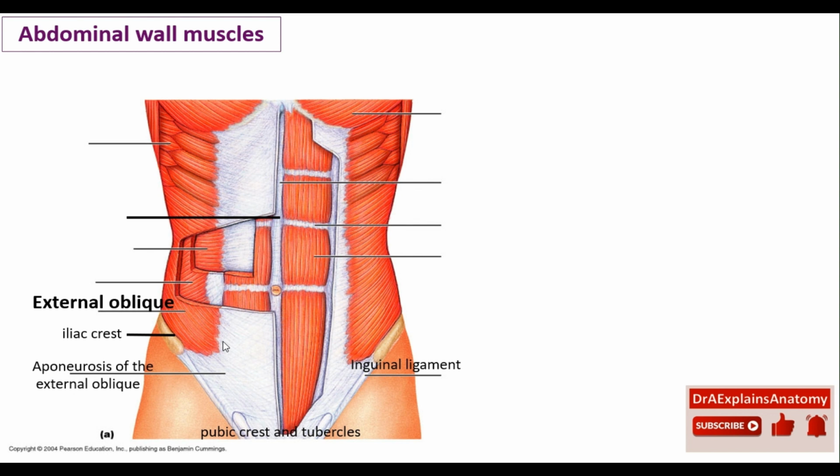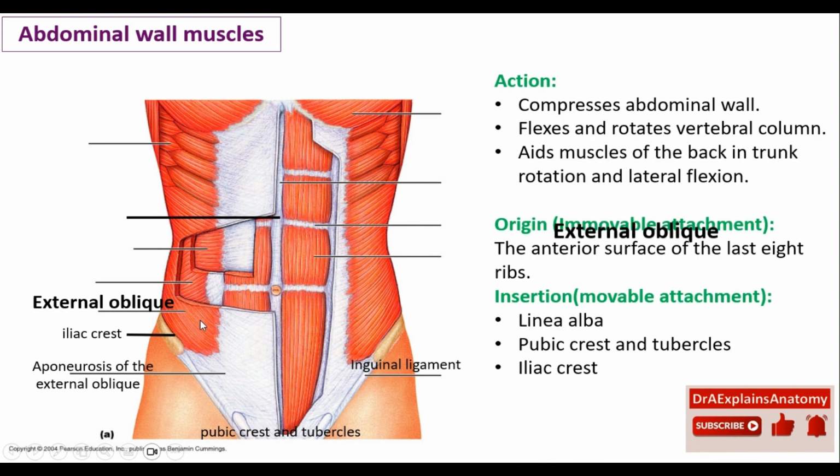Moving to the external oblique muscle. This is the external oblique muscle right here. The action: it compresses the abdominal wall, flexes and rotates the vertebral column as well. It aids muscles of the back in trunk rotation and lateral flexion.